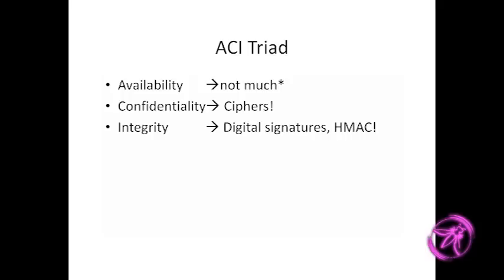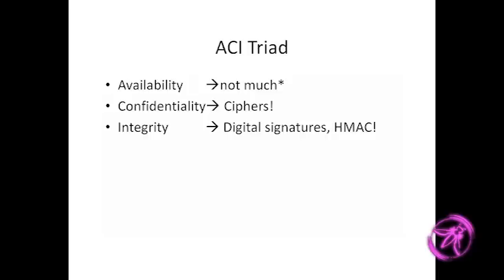Before I get into some real deep detail, I'm not quite sure exactly what people are looking for here. So is anyone here a complete beginner to information security? Okay. Then I won't explain exactly what the ACI triad is. I prefer ACI versus CIA triad. It's less ambiguous. It's also in alphabetical order.